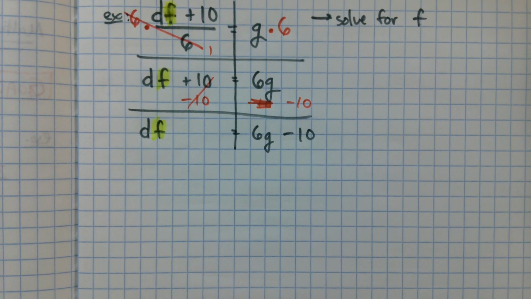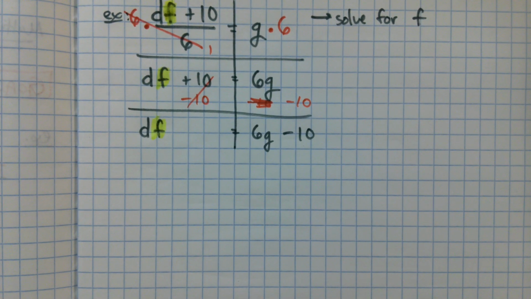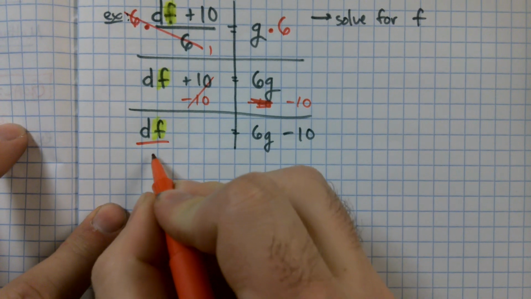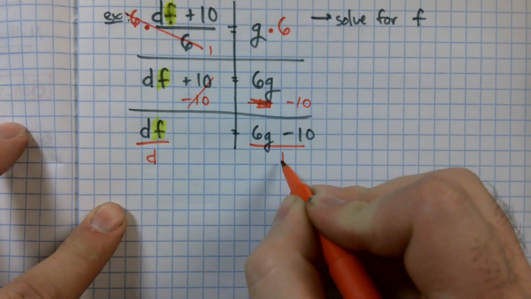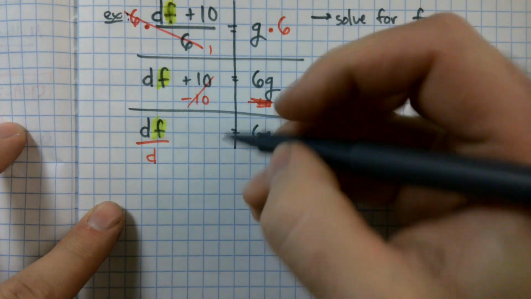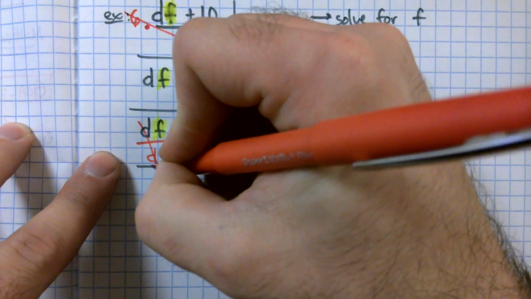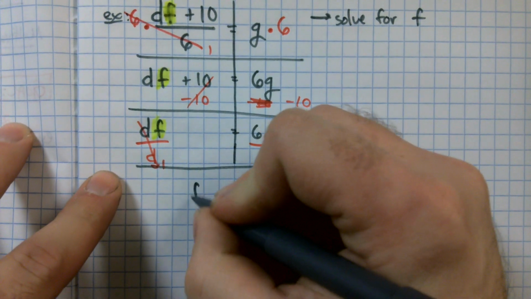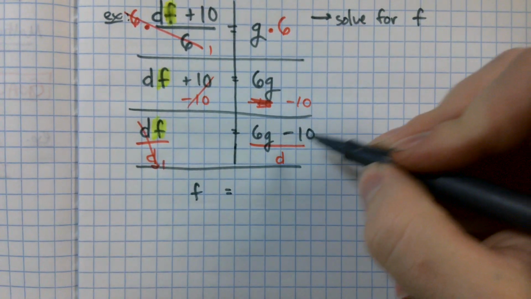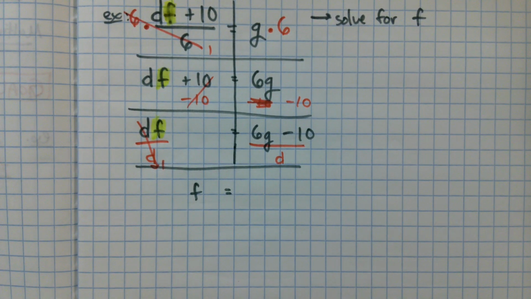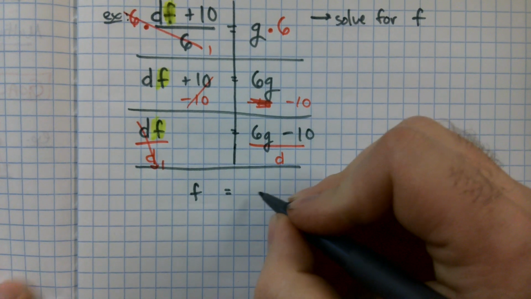That's right. What's the very last thing I need to do if I want to get f by itself? Divide both sides by d. Now listen up, right? My d's cancel out to 1. I'm left with f equals 6g minus 10 over d.